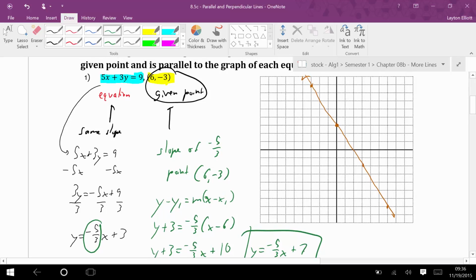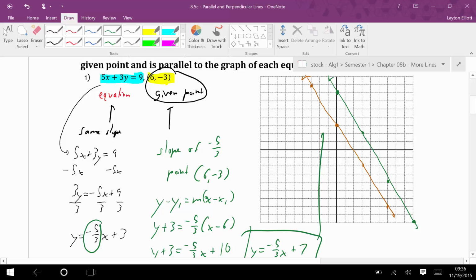I'm going to check by plotting this line on the graph up here. Plus 7 would put me right here. Down 5, right 3. Down 5, right 3. So yes, it does indeed look like it has the same slope as the other one. It's never crossing. Let me try to draw that just a little bit more correctly. There we go.